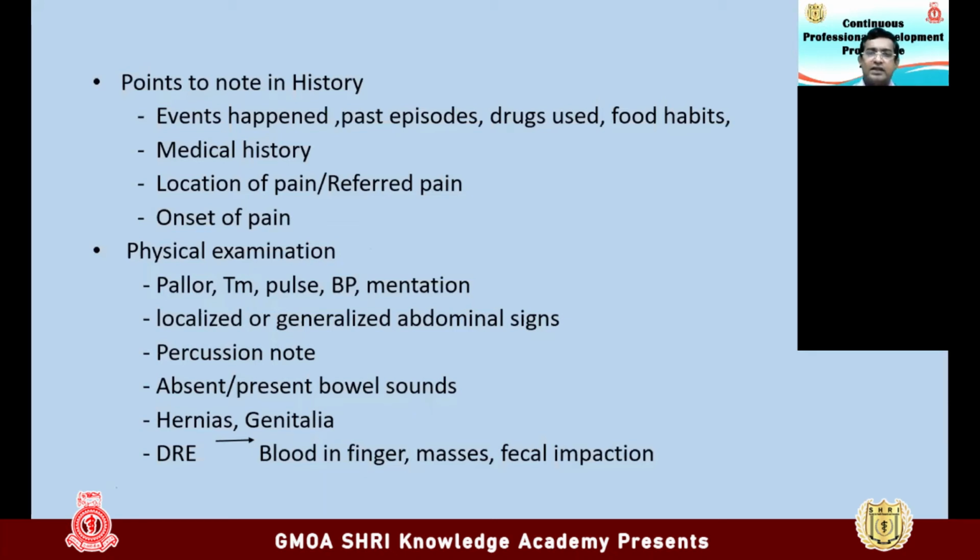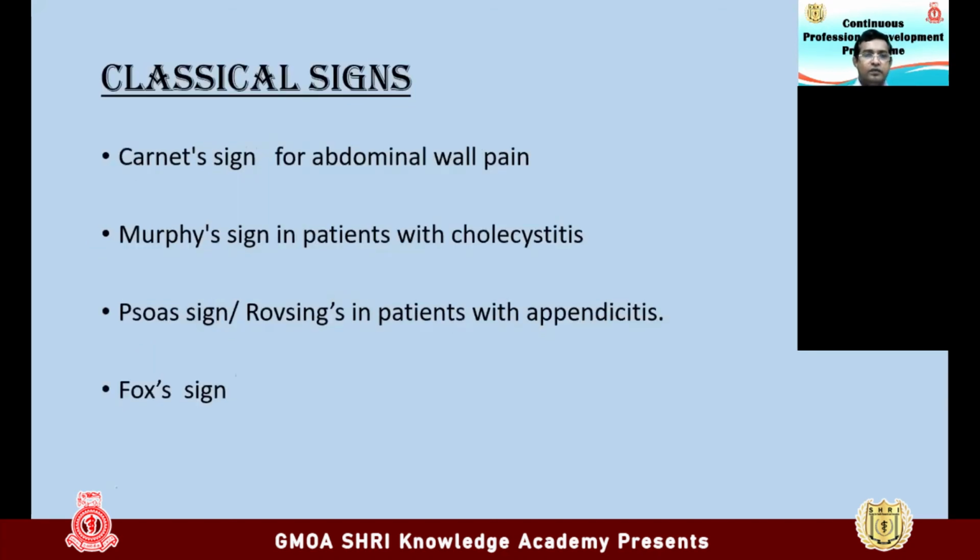And finally, when we are examining the abdomen, digital rectal examination is very important. You will see some clues which will guide your diagnosis. Those are blood on the finger, masses, and sometimes fecal impaction, as constipation gives a pain which mimics acute abdomen.